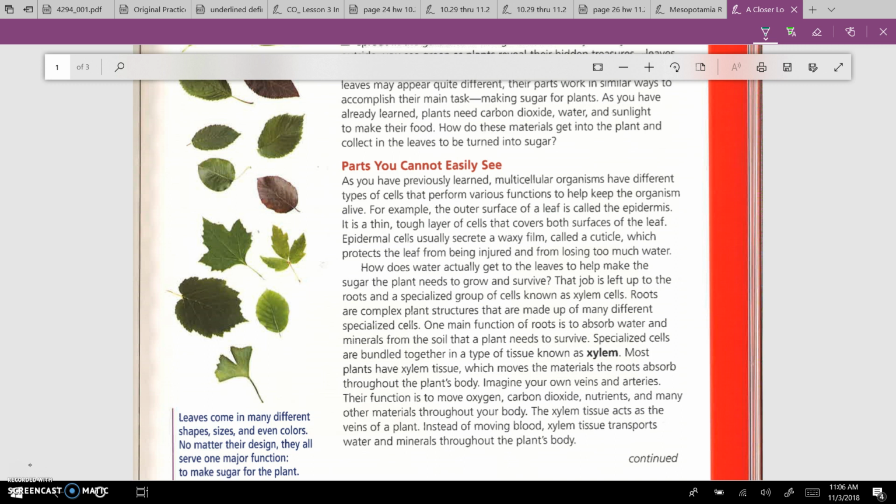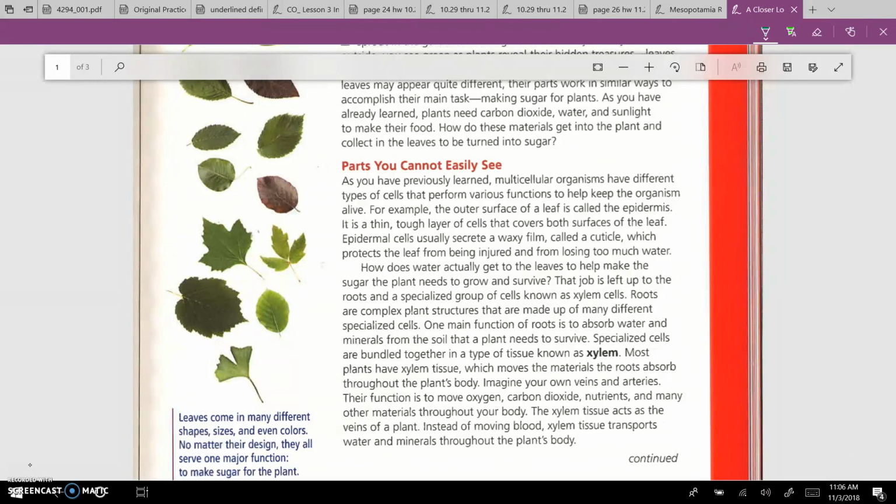How does water actually get to the leaves to help make the sugar the plant needs to grow and survive? That job is left up to the roots and a specialized group of cells known as xylem cells. Roots are complex plant structures that are made up of many different specialized cells. One main function of roots is to absorb water and minerals from the soil that a plant needs to survive. Specialized cells are bundled together in a type of tissue known as xylem. Most plants have xylem tissue, which moves the material the roots absorb throughout the plant's body.